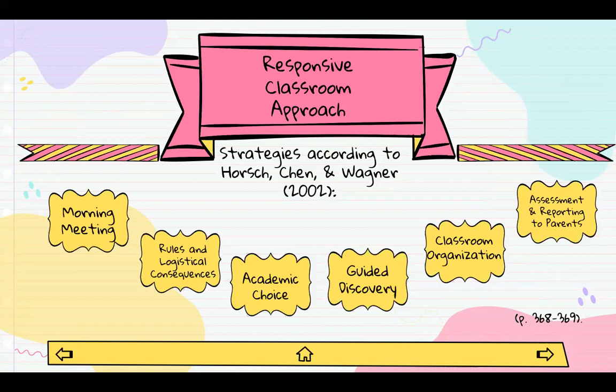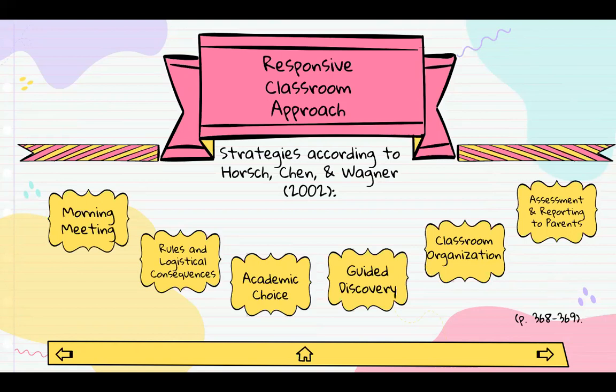Next, rules and logistical consequences involve classroom management tools designed to promote and sustain a sense of community and instill good habits in children. These can be developed at the beginning of the school year by teachers and students together. It's important that rules are positive statements that establish guidelines and expectations.